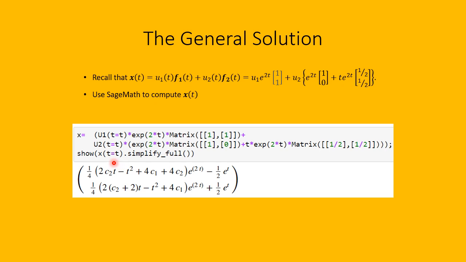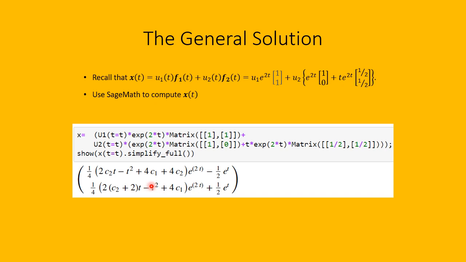And then we're going to show x of t, and we're going to simplify it fully. Simplify underline full. And so what we get is that x sub 1 is equal to this stuff. 1/4 the quantity of 2c sub 2 t minus t squared plus 4c sub 1 plus 4c sub 2, all that times e to the 2t minus 1/2 e to the t. Similarly, x sub 2 of t is this stuff right here.